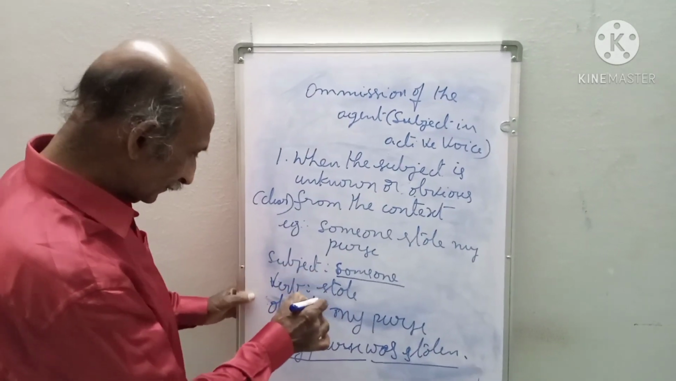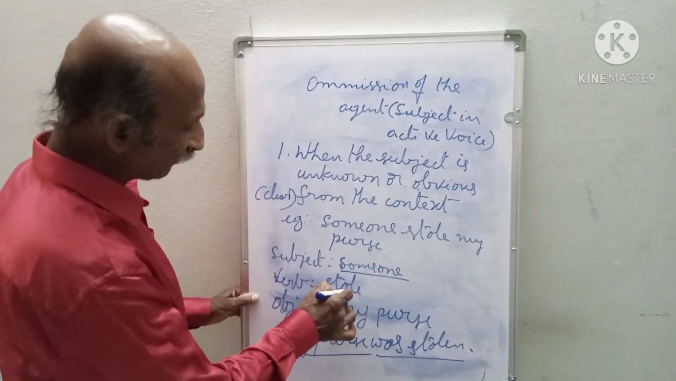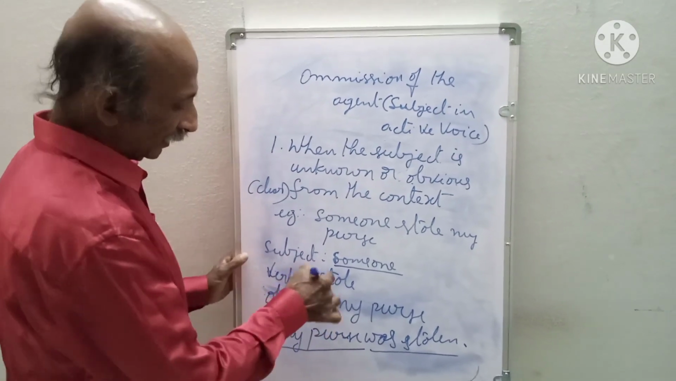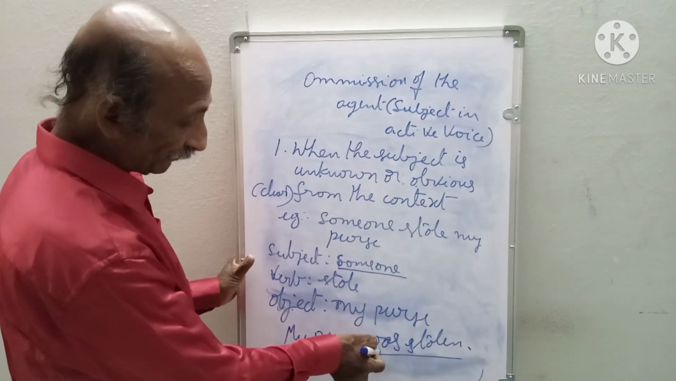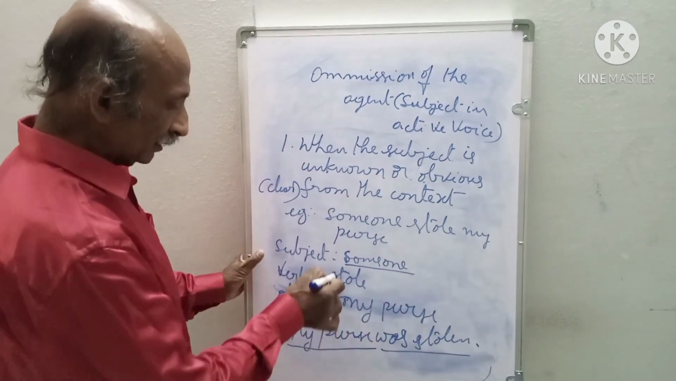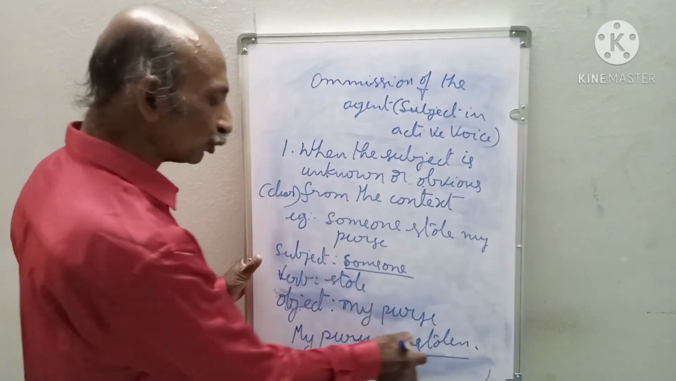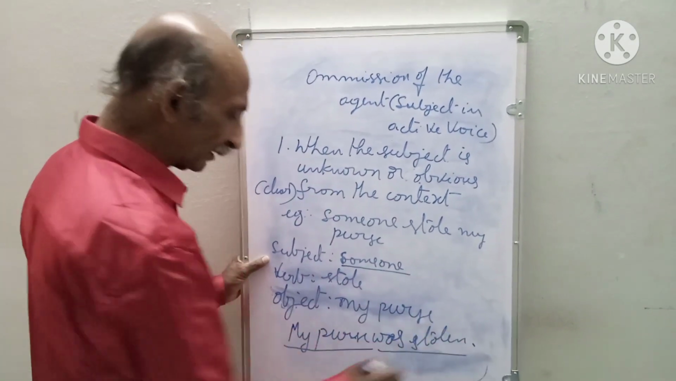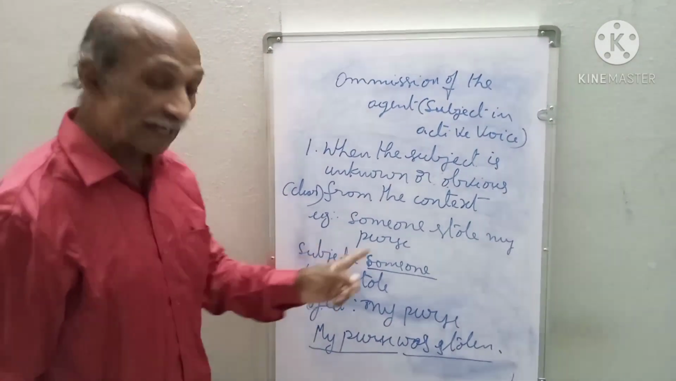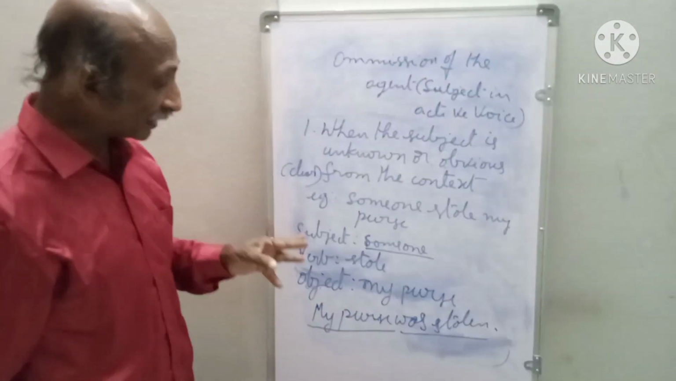Stole is the past form of steal. So I use the appropriate form of the verb to be, was. The past participle form of stole is stolen. My purse was stolen. Here you should not say "by someone", because the person is unknown.